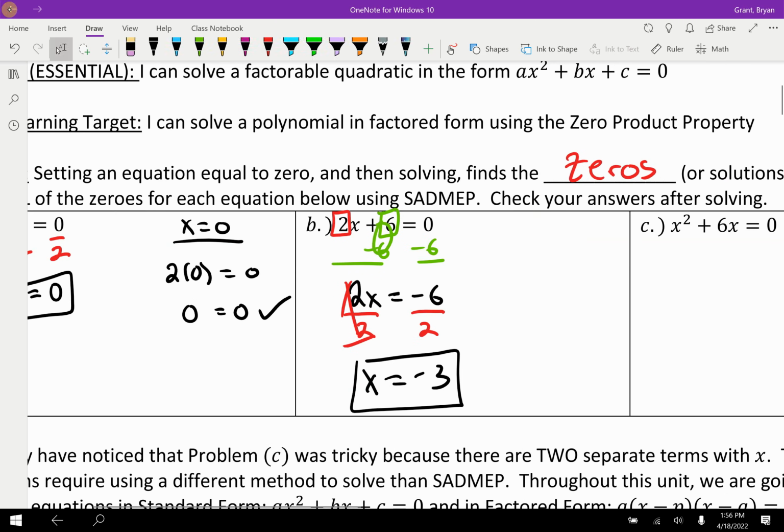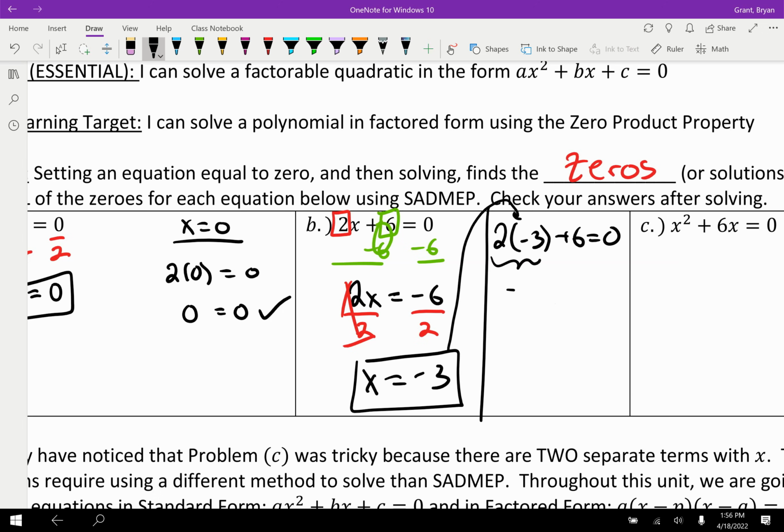Pretty easy to check as well, I think. We just take our equation, and instead of x, we substitute negative 3. And once we are evaluating this side, then we use PEMDAS. So 2 times negative 3 is negative 6, and negative 6 plus 6 is 0.